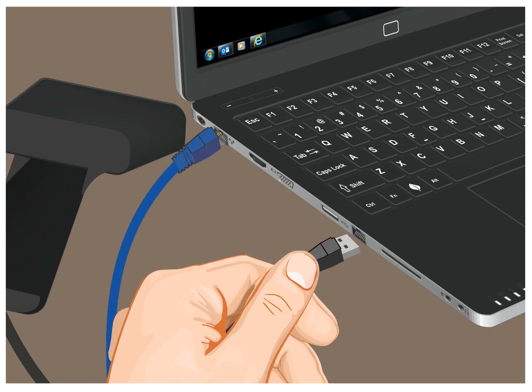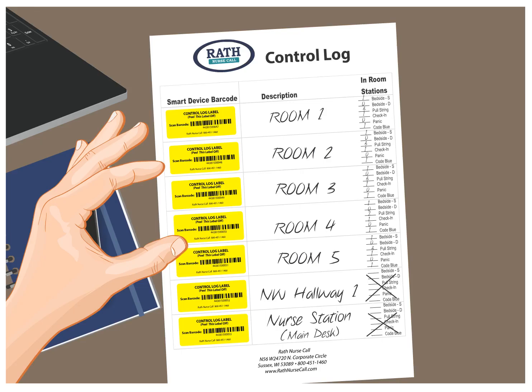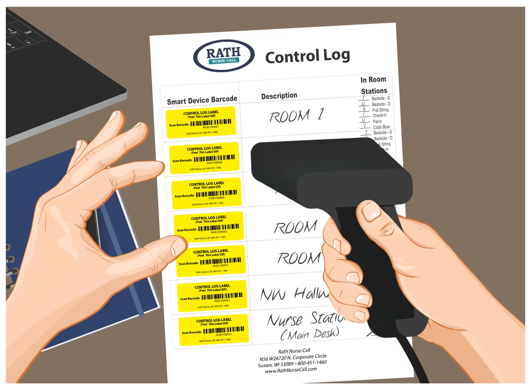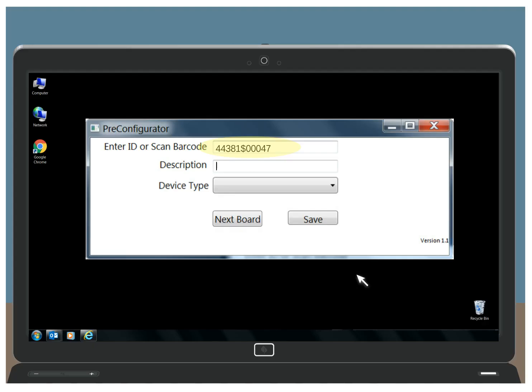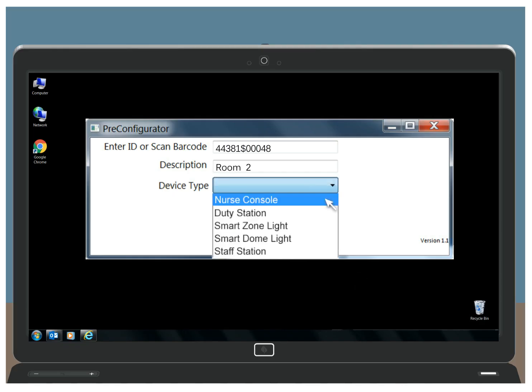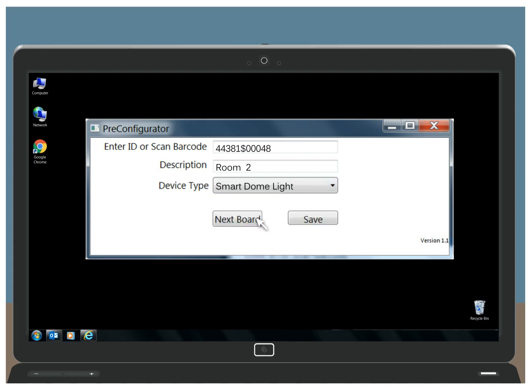Connect a scanner to an available USB port, locate your control log, and scan each barcode or manually enter the ID. The information should appear in the top box of the Pre-Configurator. Manually type in the unique description for the smart device as written on the control log. Select the smart device type from the pull-down menu. Click Next Board to load the information into a temporary cache. Continue these steps until you have gone through your control log completely and every device is entered.